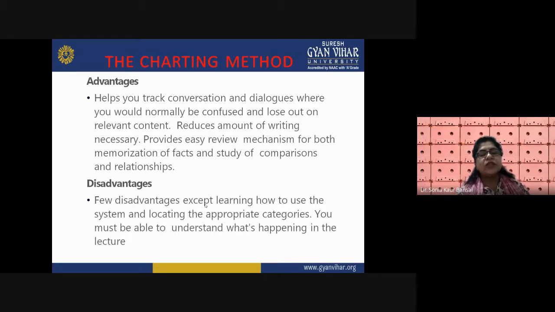There are a few disadvantages, such as learning how to use the system. It is very important how you are using the charting method. If it is done in the right way, students, it is very fruitful. But are you prepared with that system, or are you just preparing the correct categories before the lecture? If you are not preparing the correct categories with columns, then how can you note down important points? You must be able to understand what is happening in the lecture, and that is only possible with a good concentration level. Okay, so this is about advantages and disadvantages.